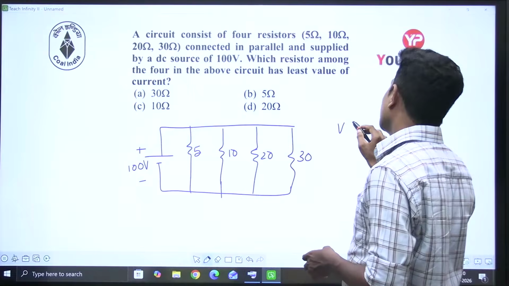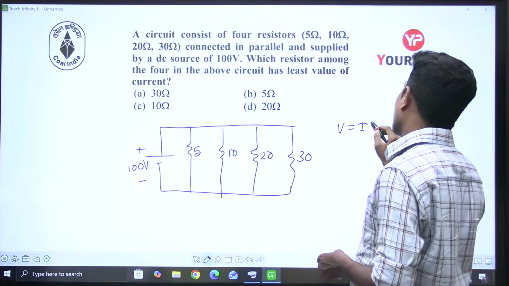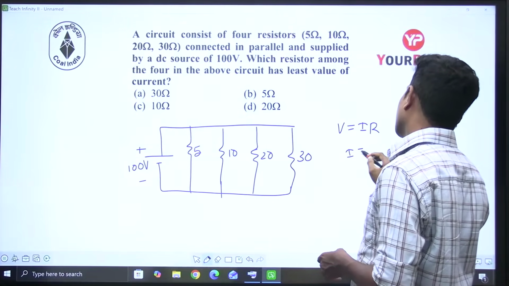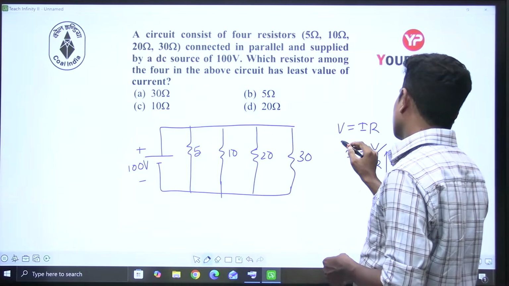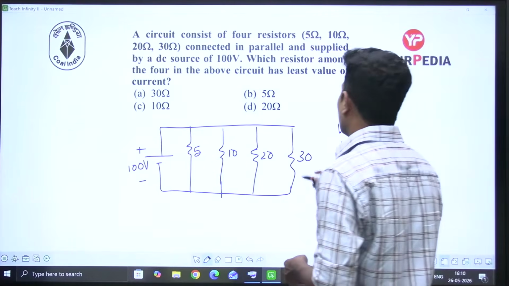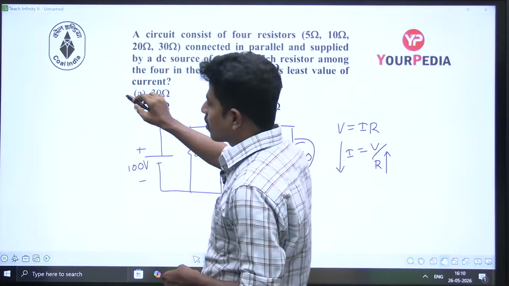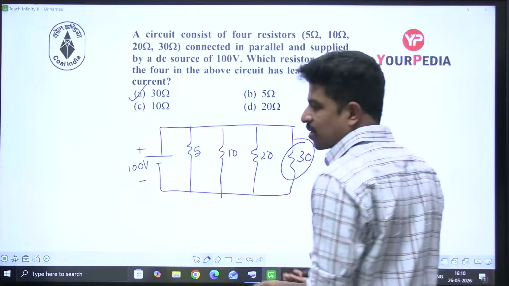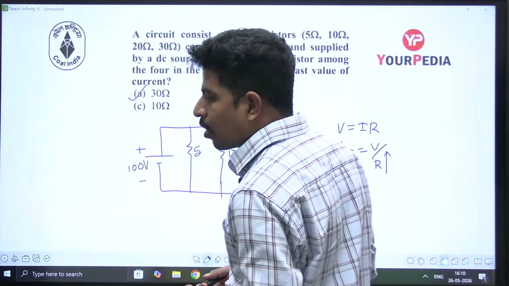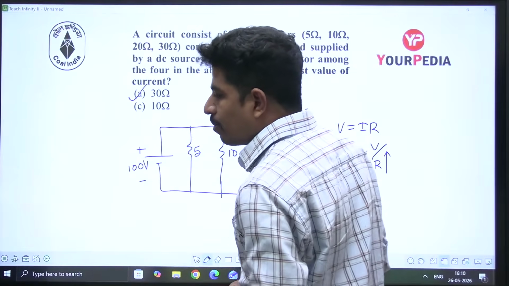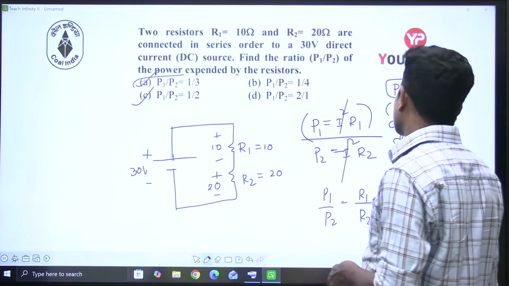V is equal to IR. So from this, I is equal to V by R. The highest value of resistance will give you the least value of current. Obviously, 30 ohm. Is this a question? Damn simple question. 30 ohms. So can you solve in V square? Mr. Rock is asking to solve this question in V square.